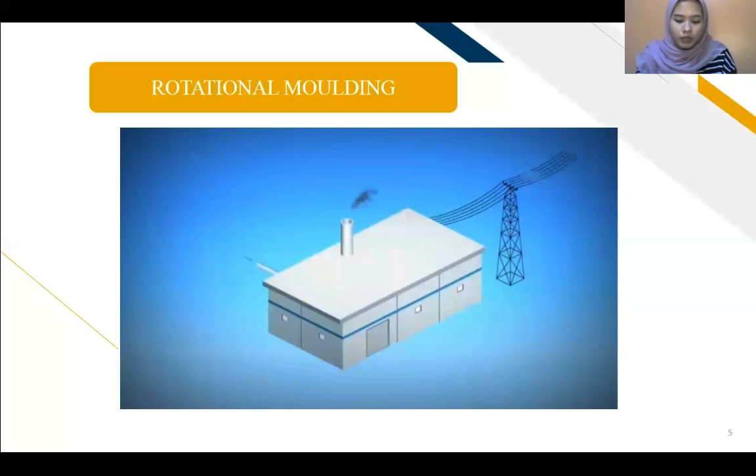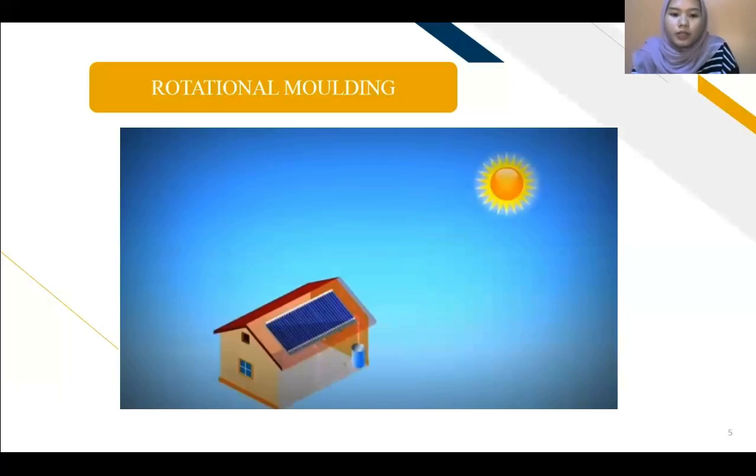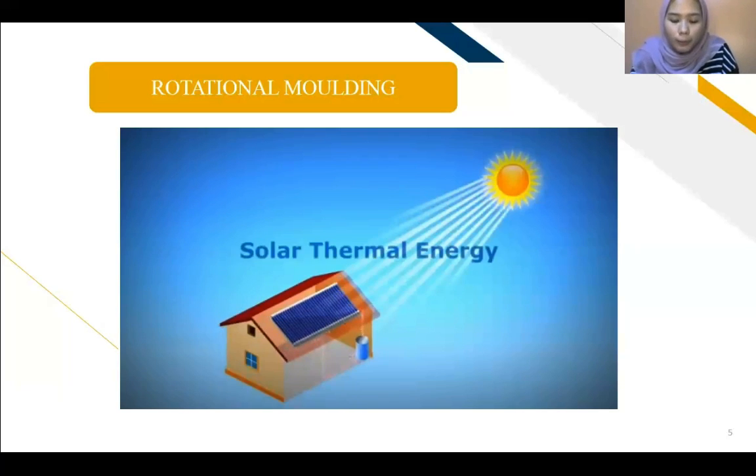But Light Manufacturing LLC has a better way. Solar thermal rotational molding. Not to be confused with solar electricity, solar thermal energy uses radiation from the sun to directly heat something, like water. Rooftop solar hot water systems use solar thermal energy to heat water for home or industrial purposes.